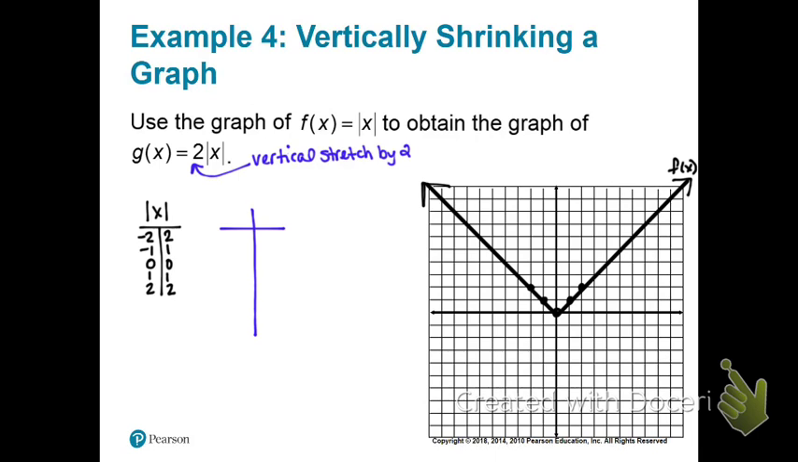So, do I have anything inside with x? Look inside. Is there anything inside with x? No. So my x's are not going to change. So I'm just going to rewrite those x's.